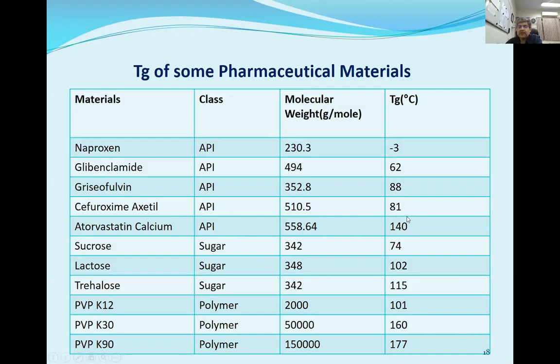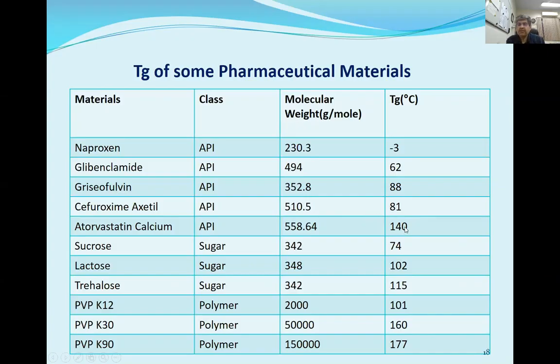So the reason for this is that since they have a relatively high Tg, they can remain stable for a long period of time at the room temperature at which they are stored. And these amorphous APIs can be used to develop the dosage forms also, because they are going to remain stable at the room temperature.